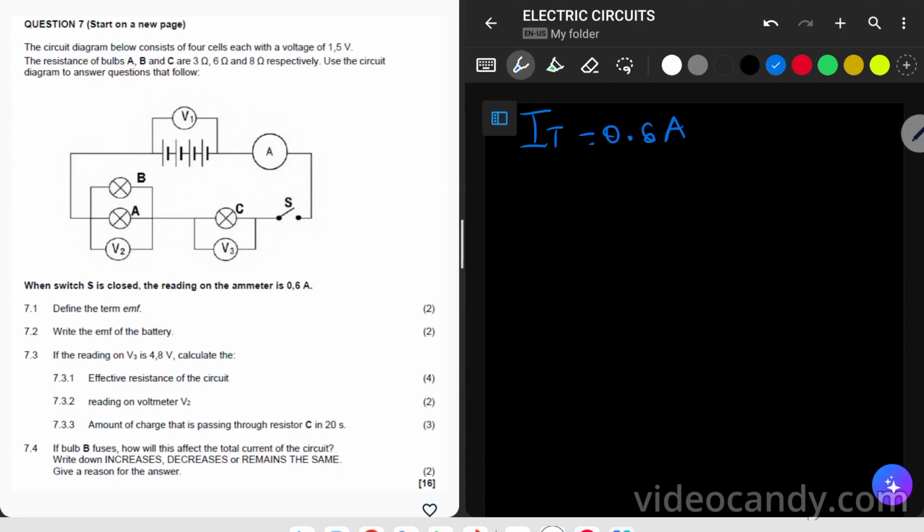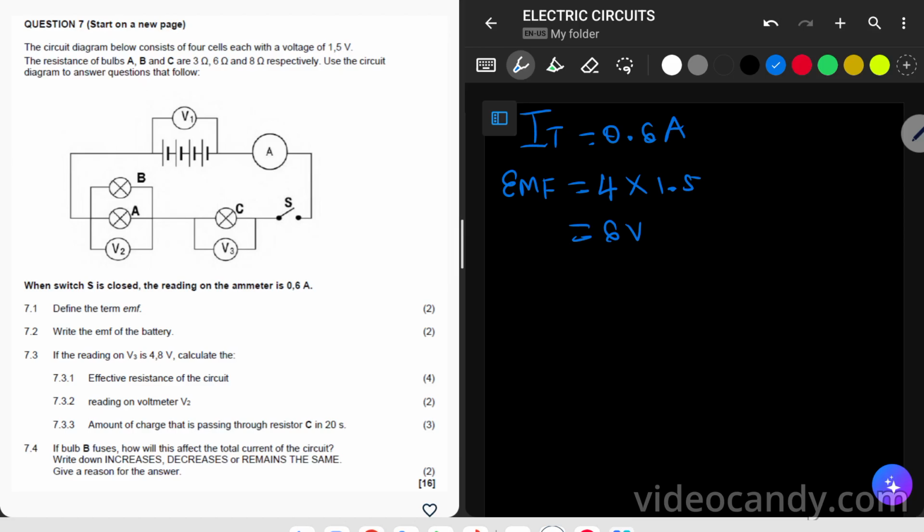Therefore, how are you going to go about calculating the EMF? EMF is equal to the number of cells that you have in that specific battery. How many cells do you have? You have 4 cells in it. So you're going to have 4 multiplied by the number of volts each cell has, which is 1.5 volts. And therefore your answer would be 6 volts. That means your EMF is 6 volts. You get your 2 marks, you're done with it.